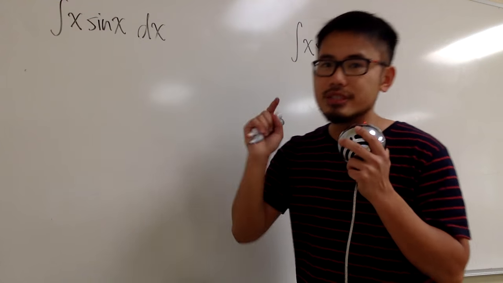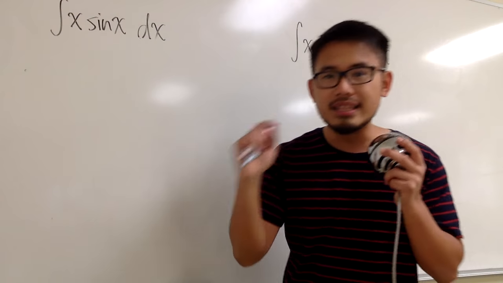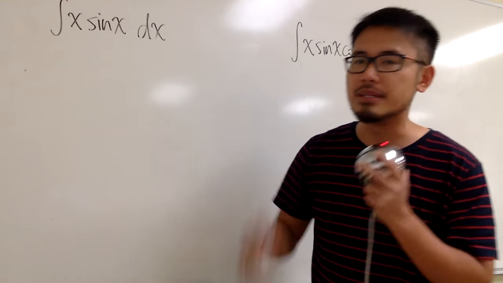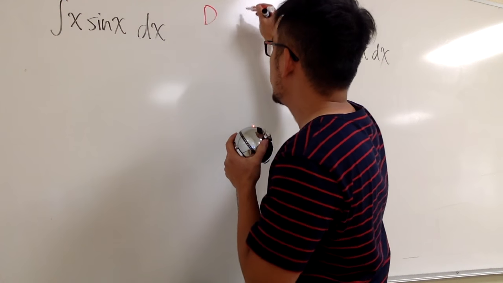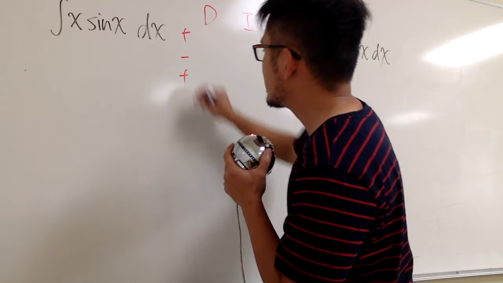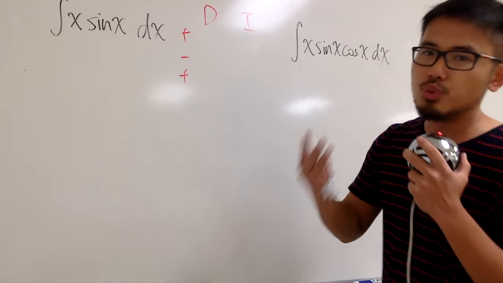To do this, we have to use integration by parts, and I'm going to show you guys with my DI setup. You can check out the video down below in the description for the complete video for the DI method. So right here, I'm going to pick something to be differentiated and then something else to be integrated, and be sure you have the plus, minus on the side. In this case, 3 rows should be enough.